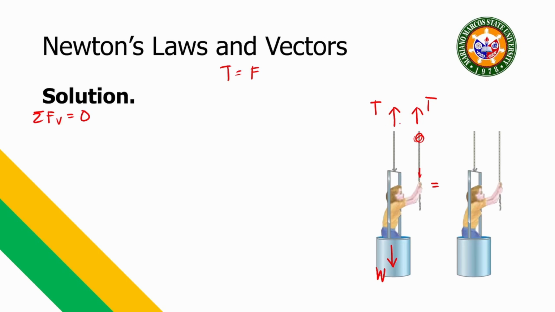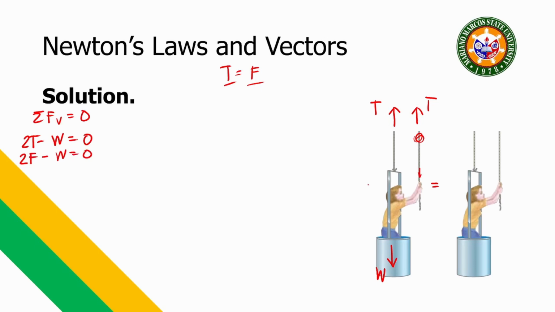So, the forces applied in our system: we will see that there is a T and another T. So, we have 2T here, direction is upward, so positive, minus W. So, this one is equal to 0. We know that T is equal to the force being applied by the window washer. So, we can substitute 2F, therefore, minus W is equal to 0.